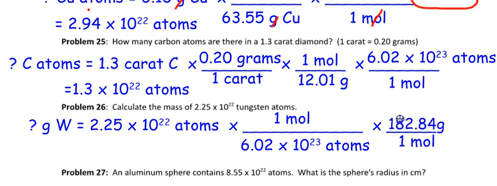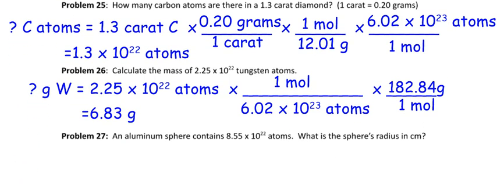And then 182.84. Where'd that come from? Periodic table, Mrs. Vanderley? You're right. And so now what? I'm going to go 2.25 EE22 divided by 6.02 EE23 times 182.84, and that is 6.83 with 3 sig figs.